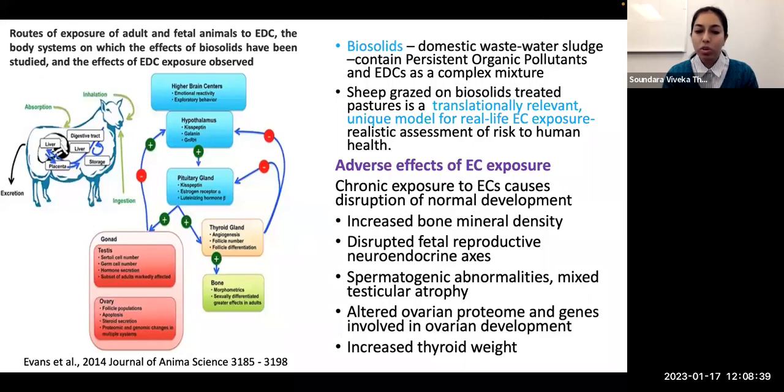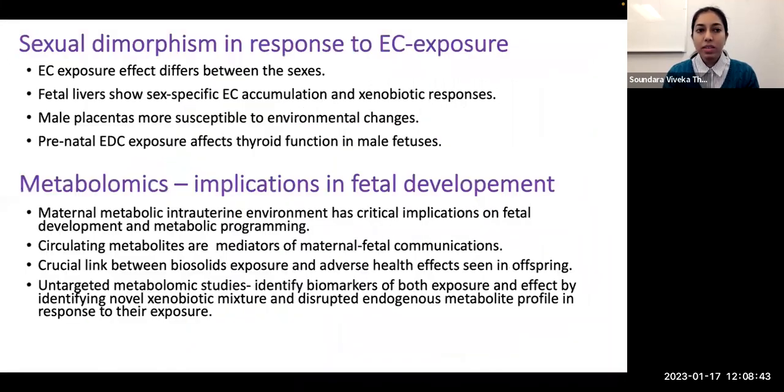And there have also been reports of increase in thyroid weight. So a lot of these effects that we see are known to be sex specific, because studies have shown that the environmental chemical exposure effect varies between the sexes, with many studies pointing towards a male fetus being more susceptible. So why did we choose to study metabolomics?